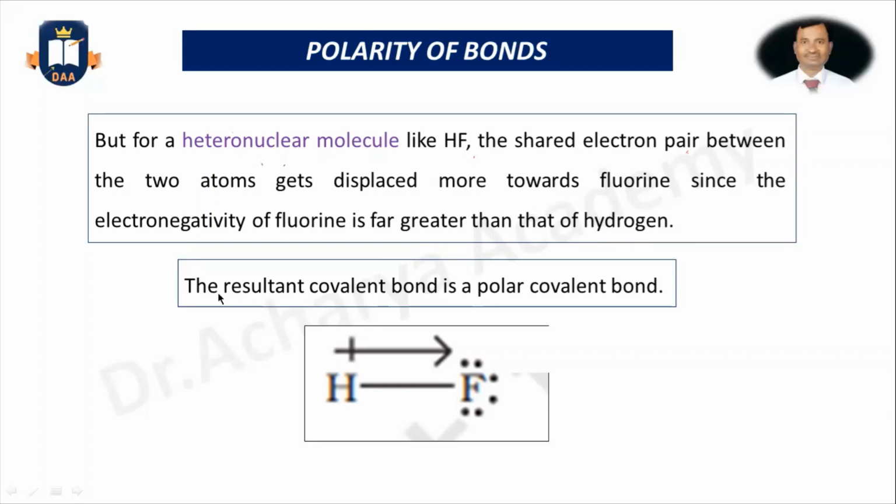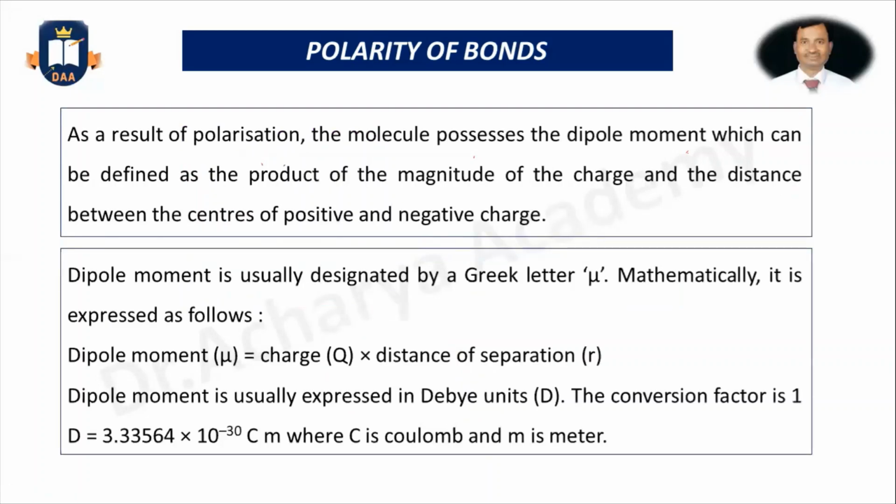And therefore, the resultant covalent bond is a polar covalent bond. That means this bond is a covalent bond, but it is polar in nature. Due to this polarization, the molecule possesses a dipole moment, one new term, dipole moment, which can be defined as the product of the magnitude of the charge and the distance between the centers of positive and negative charge.